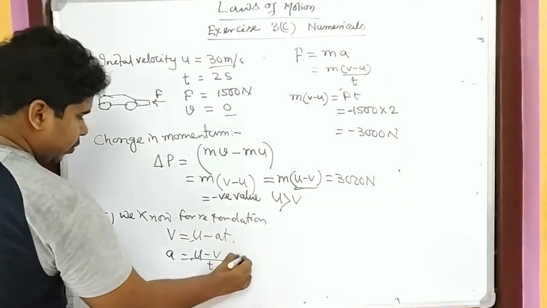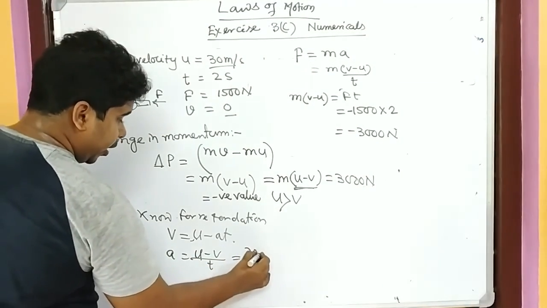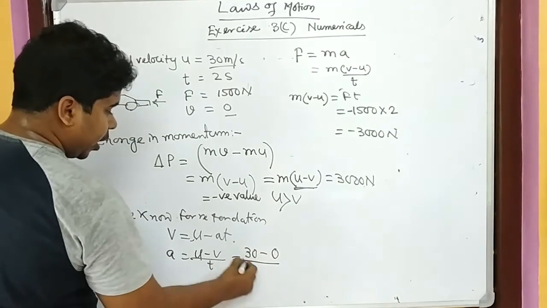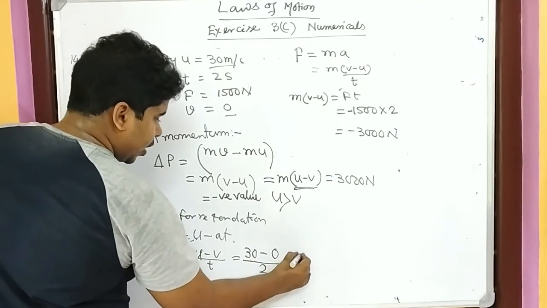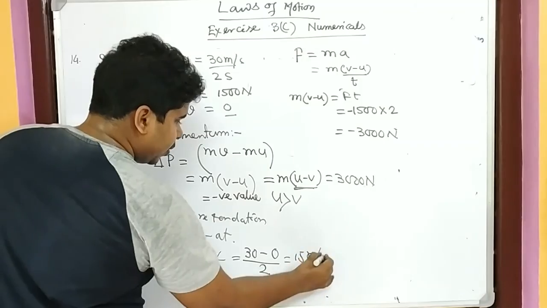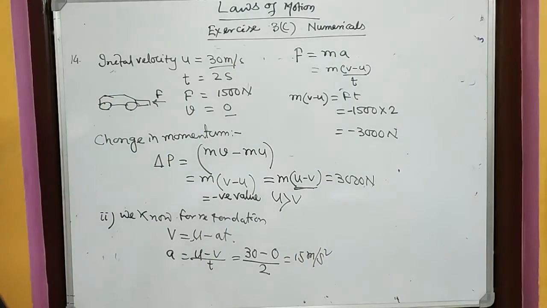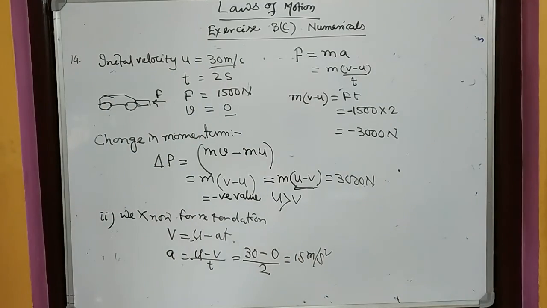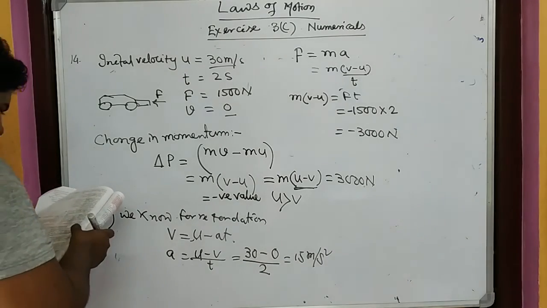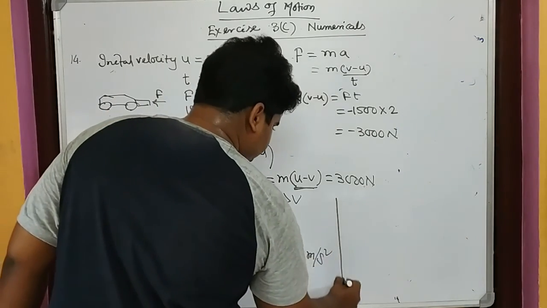What is the value of u? 30. Value of v is 0. Time t is 2. So it is 15 meter per second square. Now the next question, the mass of the car. Easiest one.